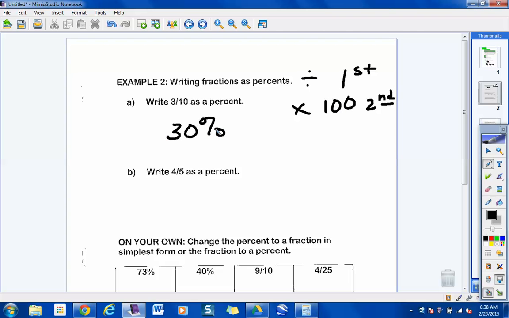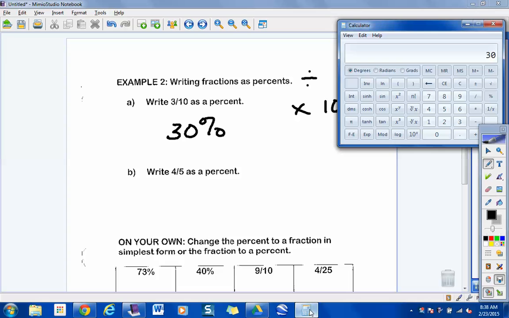Next one. We're going to go what divided by what? 4 divided by 5. Let me grab my calculator again. 4 divided by 5. I get 0.8. Now I'm going to take that 0.8 times what value? 100. And what percent do you end up with? 80. Okay.